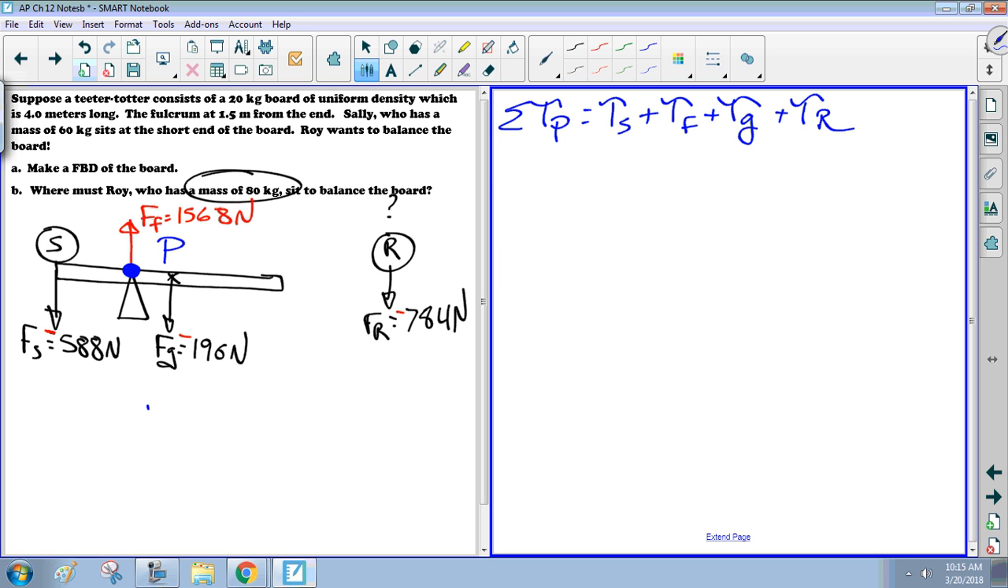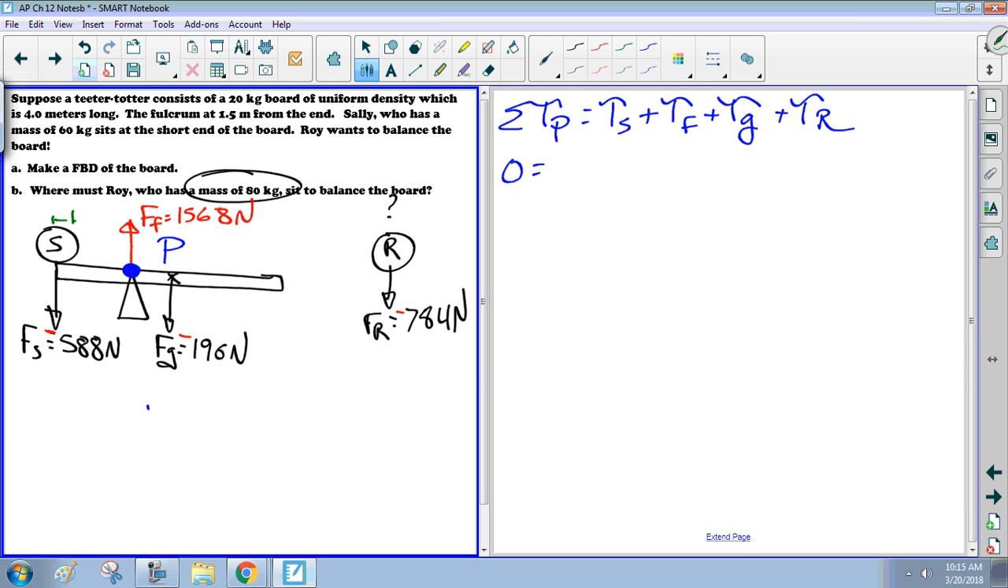So what does my net torque have to be, you guys? Zero. Let's see. Torque from Sally. So that's going to be her force times her distance. Oh, I didn't draw any of my distances in, did I? Darn it. All right, well, let's do that. Let's see. So we know that this is 1.5 meters.